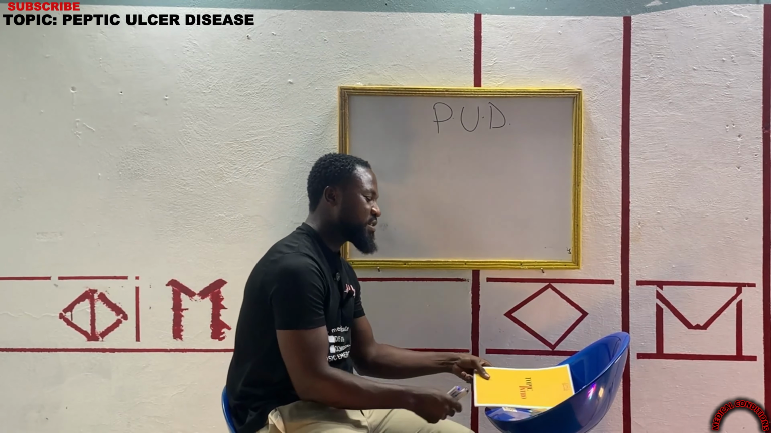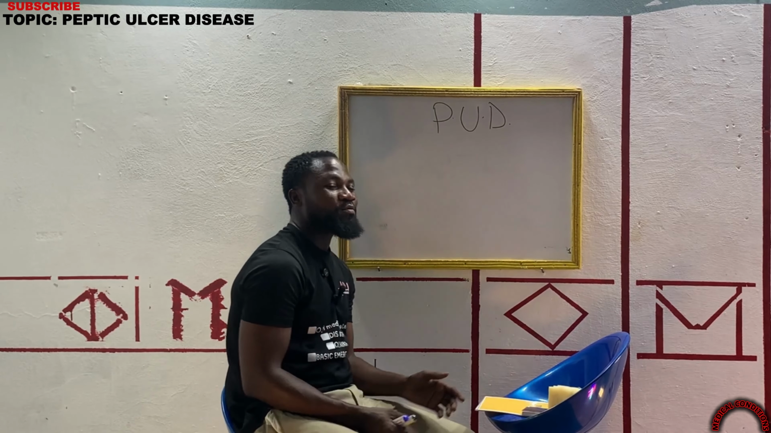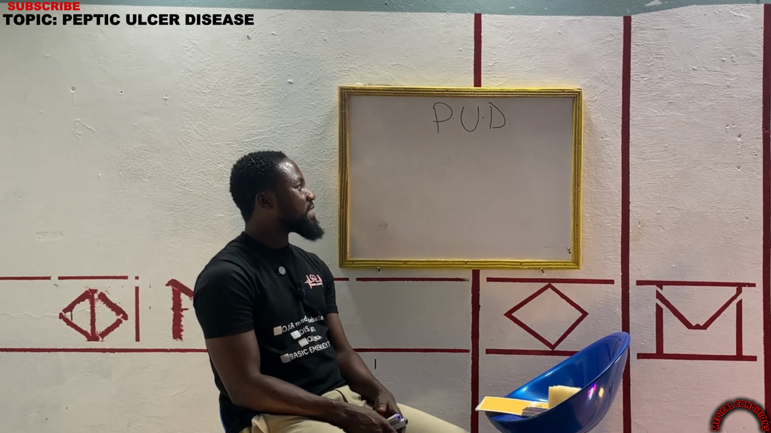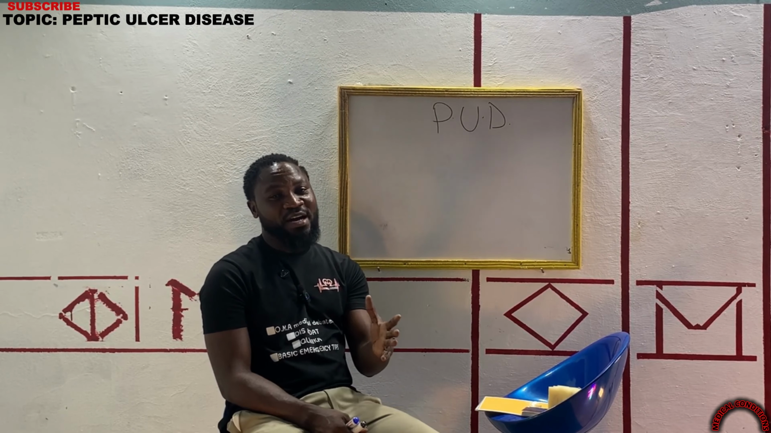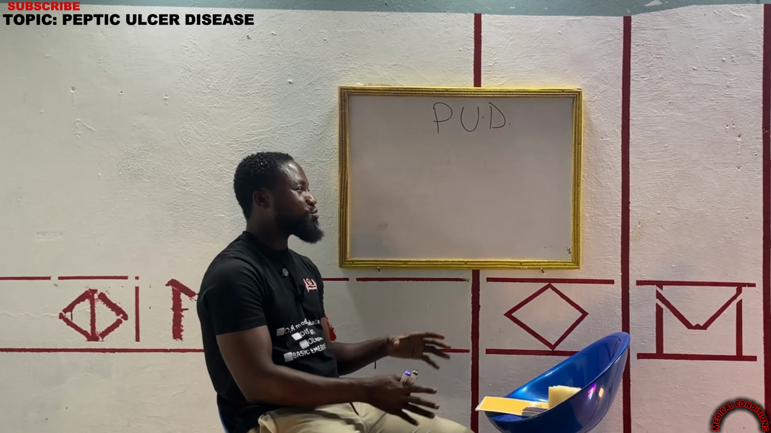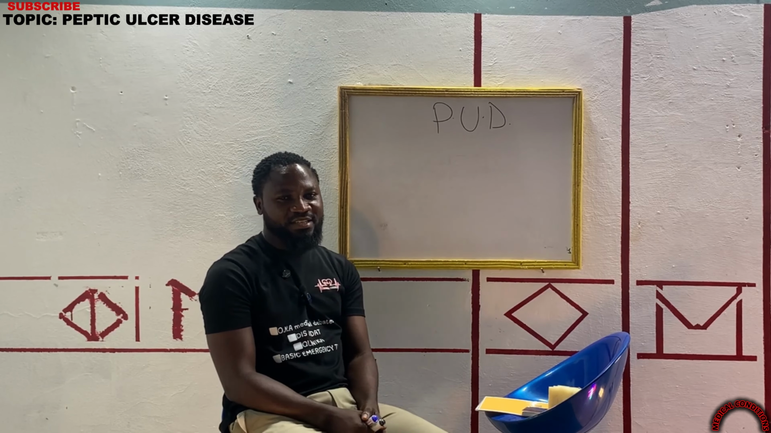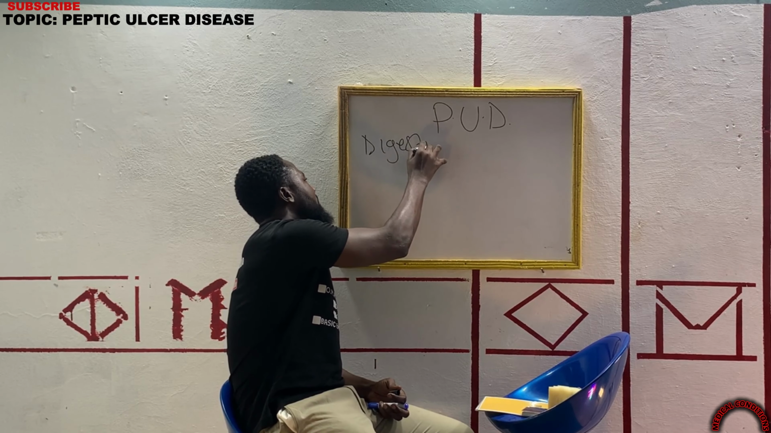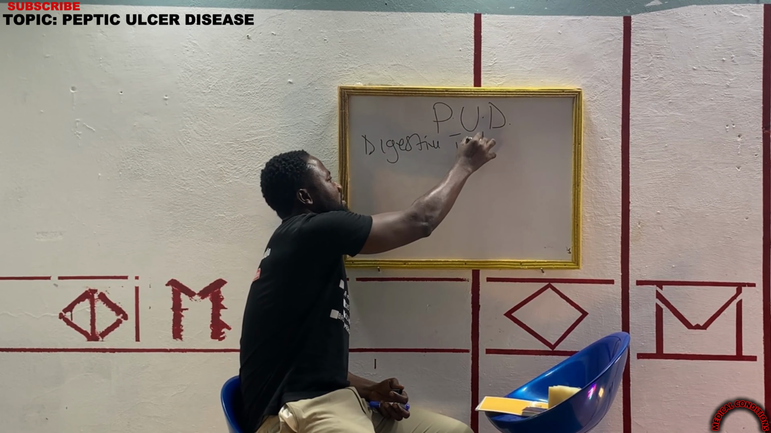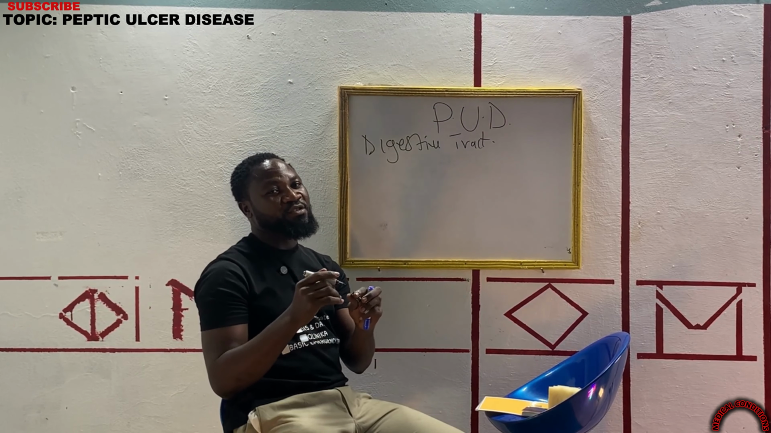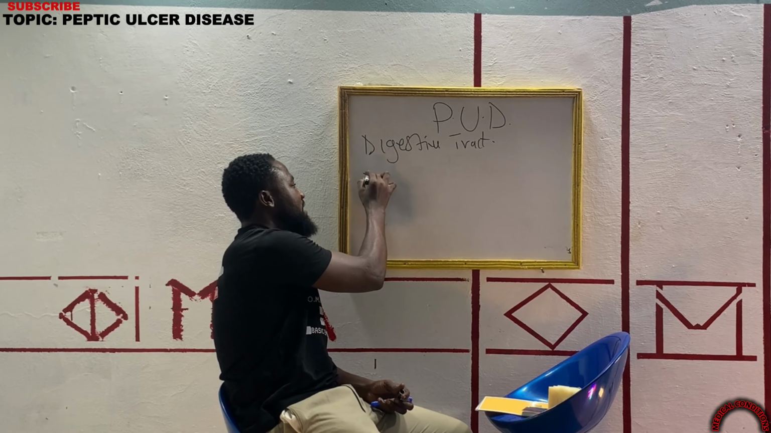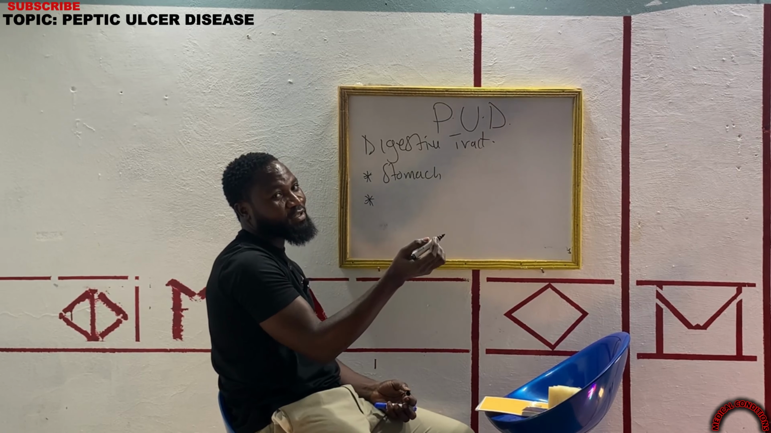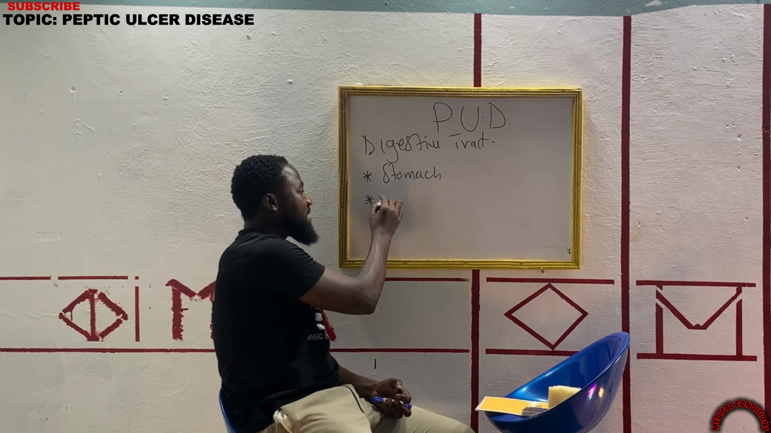Enough of the too much talk. When we say peptic ulcer disease, or when we say ulcer, ulcer just means a sore. A sore at which place? It can be a sore at any part of the body, but this time we are focusing on the digestive tract. With the digestive tract, we are focusing on two sides: the stomach, and then the first part of the small intestine.